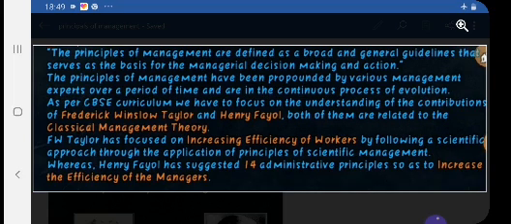Whereas Henry Fayol suggested 14 administrative principles. His main focus was to increase the efficiency of the manager, that is, to increase managerial efficiency. So both the experts had their specialized fields, one focused on workers and another focused on increasing the efficiency of the manager. Let us comparatively discuss the contributions, or compare the principles, of both the experts.